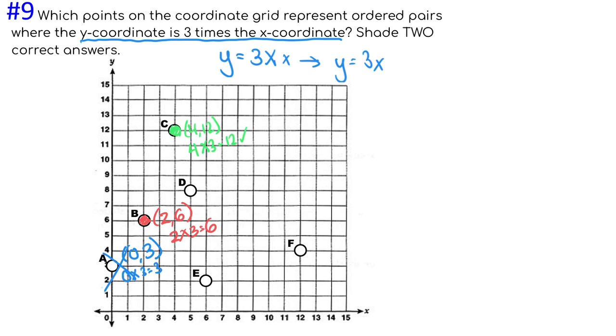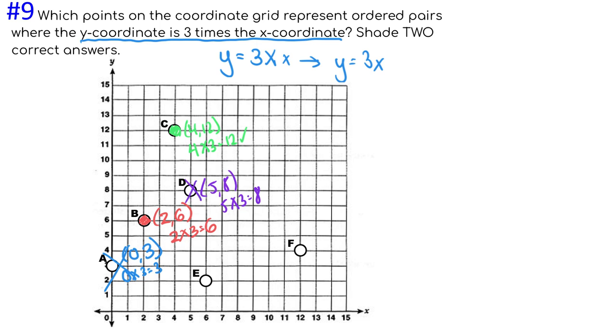D is at 5, 8. 5, 8. So is 5 times 3 equal to 8? No, that'd be 5 plus 3, and so D is out.